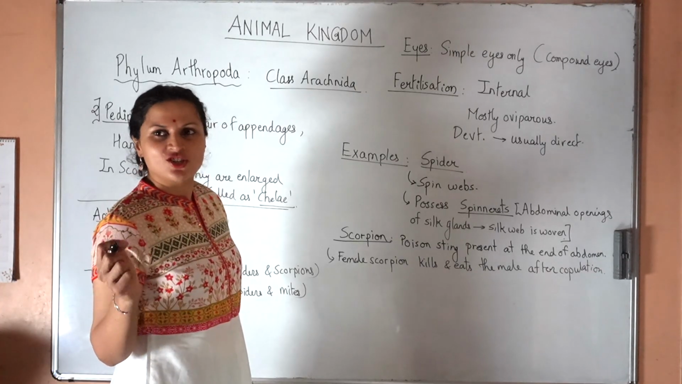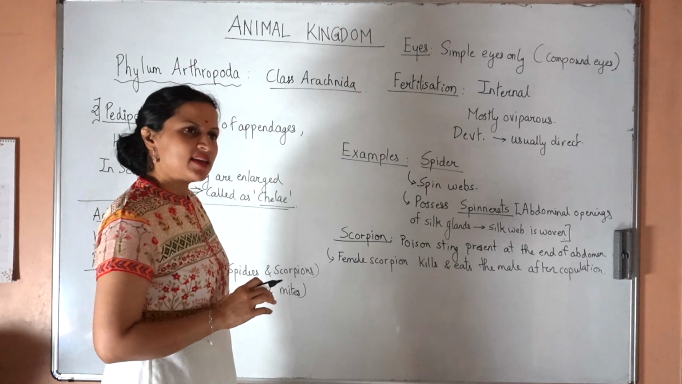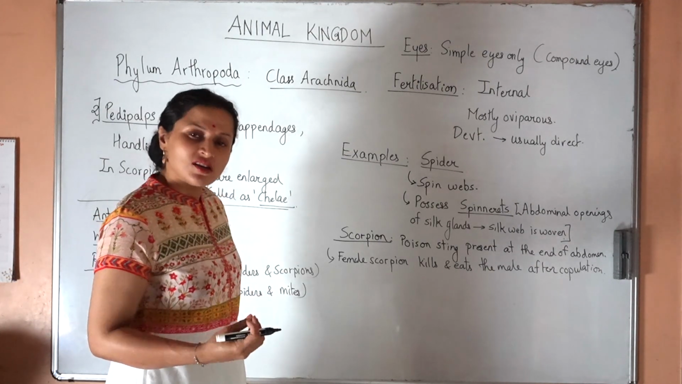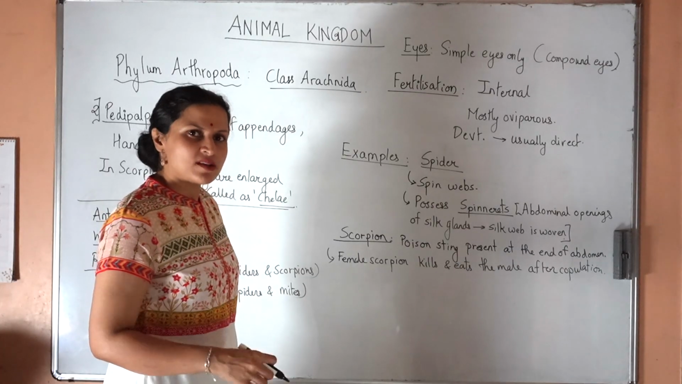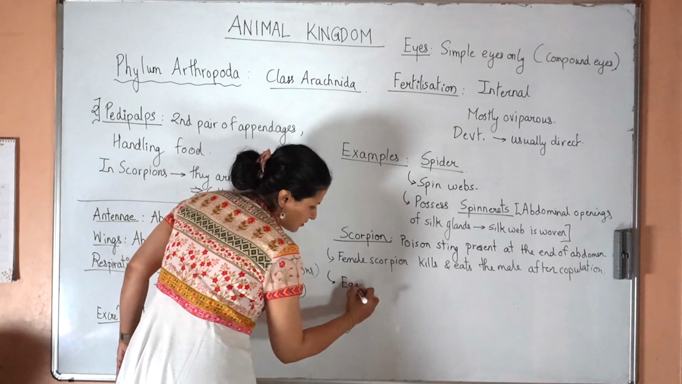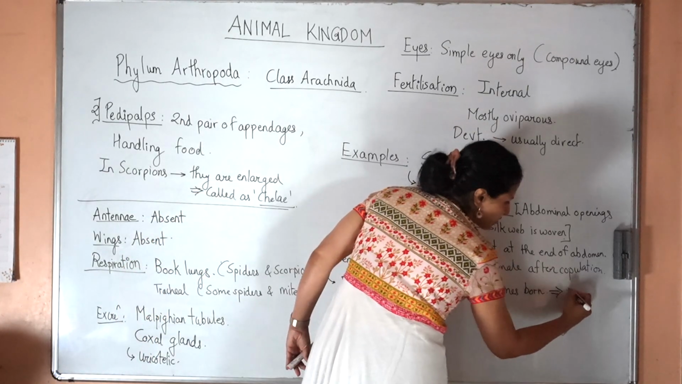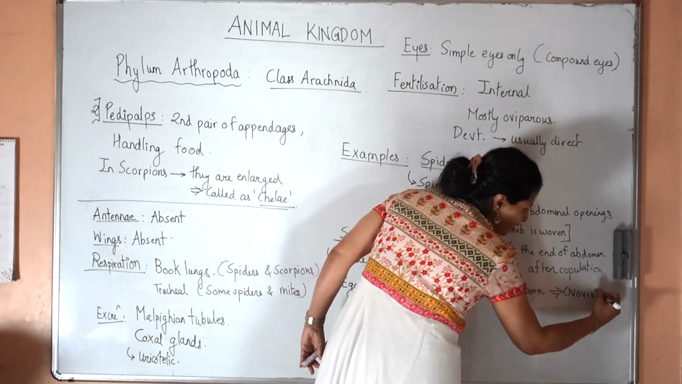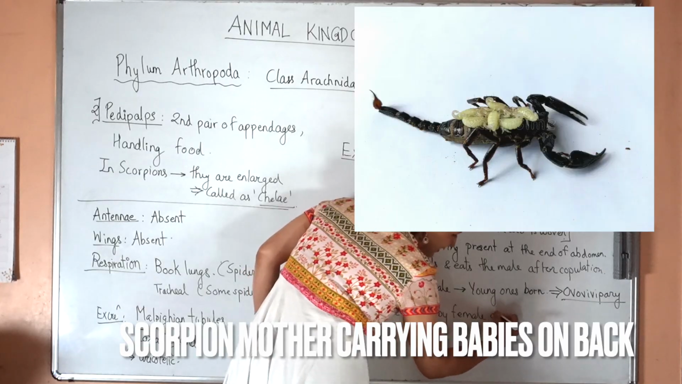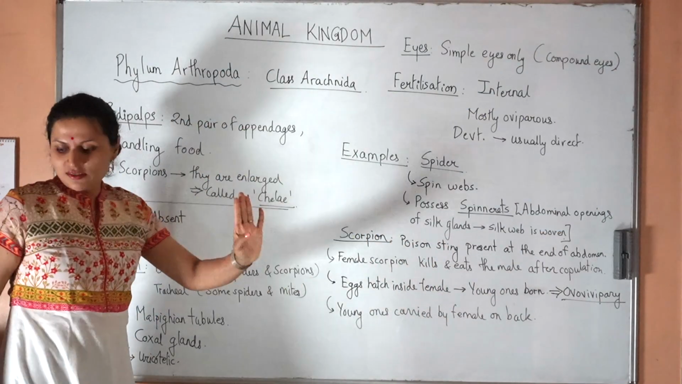Next, the fertilization is internal. She will carry the eggs internally and the eggs will hatch also inside her, and what comes out will be a young scorpion. So is this oviparous or viviparous? Ovovivipary is shown by scorpions. Eggs hatch inside the female. Young ones are born. This is called ovovivipary. The young ones are carried by the female on their back. Isn't that sweet? That's all about the scorpion.